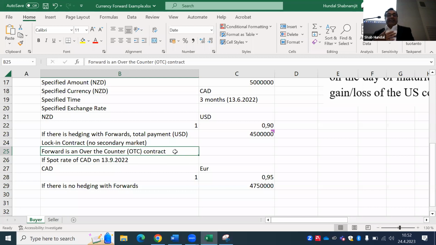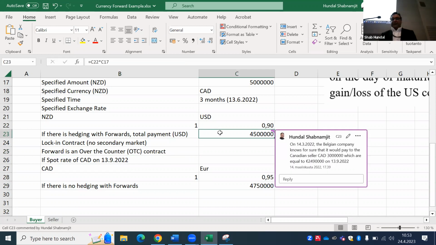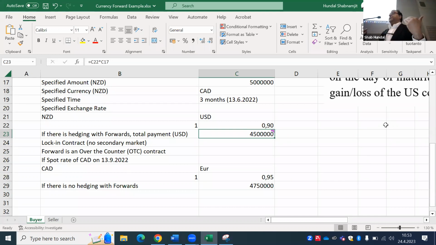Like, for example, the transaction took place on 14th of March, 22, and imagine that I signed it. Now, next day, I don't want to buy anything from New Zealand. Okay, I can cancel my contract with the New Zealand company, but I can't cancel my contract with the HSBC Bank. So on 13th of June, even though I don't need New Zealand dollars now, I have to buy. I have to pay 4.5 million American dollars to get 5 million New Zealand dollars. So if I say to the bank, Mr. Bank Manager of HSBC, our contract with the New Zealand company is cancelled, they would say, it's your problem, not ours. Because the contract is locked in.